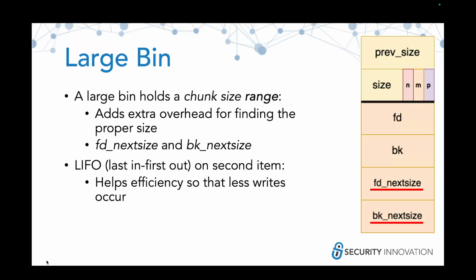And another interesting optimization is that the large bin is last in, first out on the second item. The reason it's on the second item is because we don't want to have to rewrite the FD next size and BK next size of the chunks that are in that stage. So it only has to rewrite a couple of pointers instead of a bunch more. So it's a small efficiency thing.